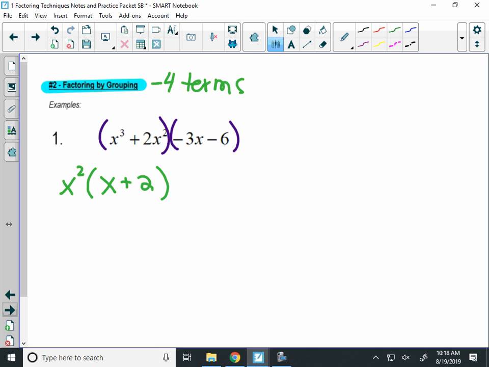I'm going to look at the right group. I'm going to pull a GCF out. Now, if the third term is negative, that means my GCF is going to be negative. So what negative number can I pull out of both here? Negative 3. So I put that in front of my set of parentheses. It's my second GCF. And what's negative 3 divided by negative 3? 1x, so just x. And then negative 6 divided by negative 3? Plus 2.